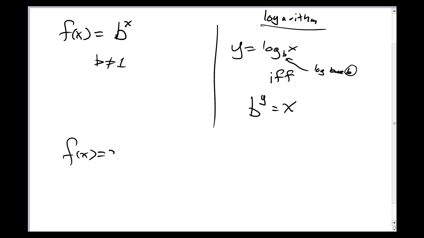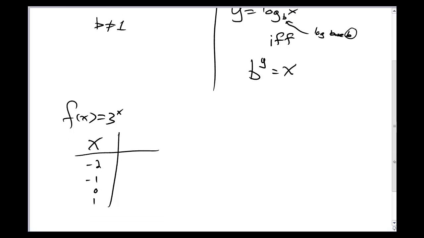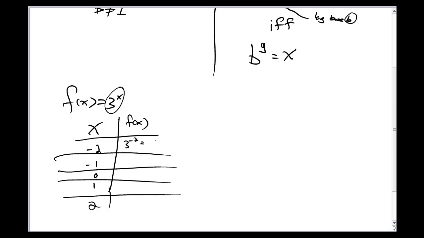So let's look at an actual example of how something like this looks. F of x equals 3 to the x. If I want to graph this, I'm going to graph it in my usual way. I'm going to pick some x values: -2, -1, 0, 1, and 2. And then I'm going to plug them in and see what y values, what f of x values, I get out. So I have 3 to the -2. Remember how negative exponents work? That's 1 over 3 squared, which equals 1 over 3 times 3, which is 9.